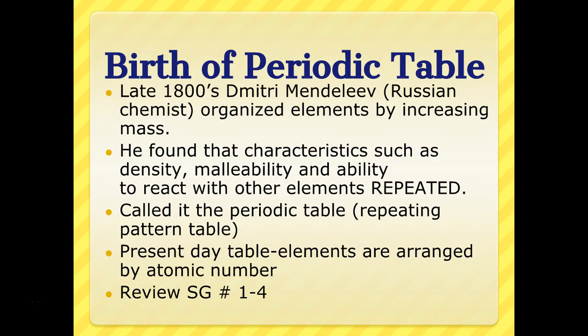In the present day, the elements are arranged by atomic number, which we know goes with the number of protons, and in a neutral atom also the number of electrons.